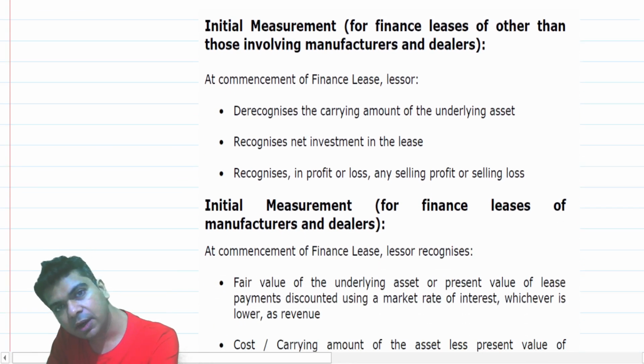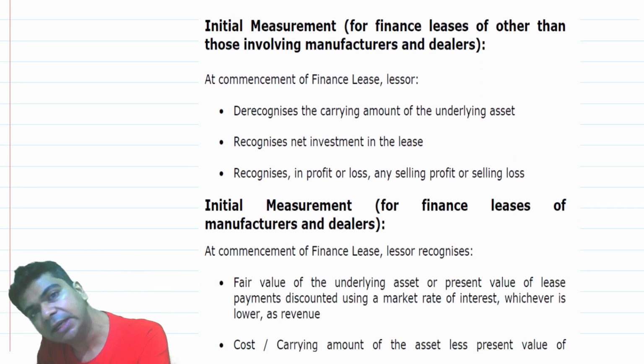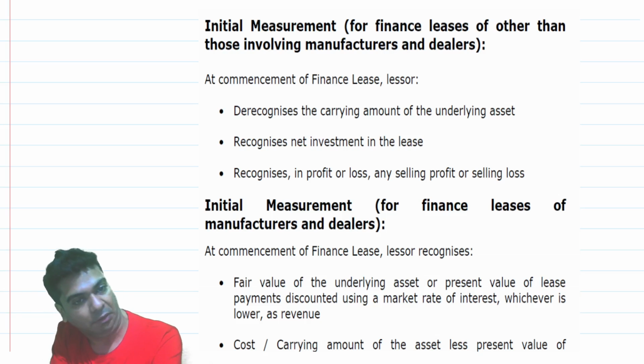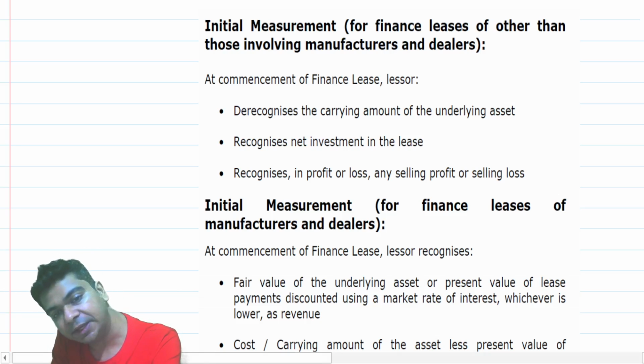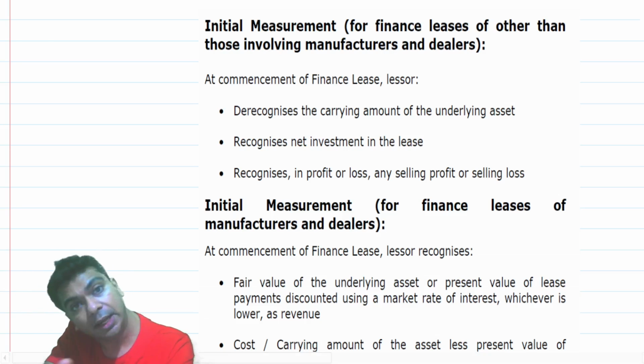So now that we are clear with the basic concepts that we are going to follow, let's see how finally the accounting will be done. We are talking about initial measurement here. We are saying initial measurement for finance leases other than those involving manufacturers and dealers. We are talking about a finance lease of anyone other than a manufacturer or a dealer.